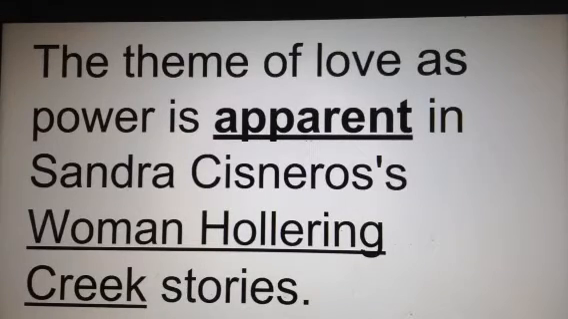Hello, this is Meister X, and I'm going to go over the Level 2 Academic Word of the Day, apparent, for Week 2, Quarter 1. Let's take a look at your flashcard.